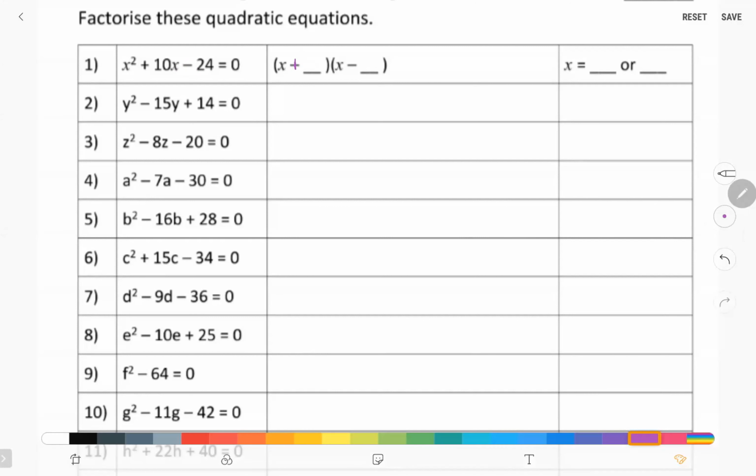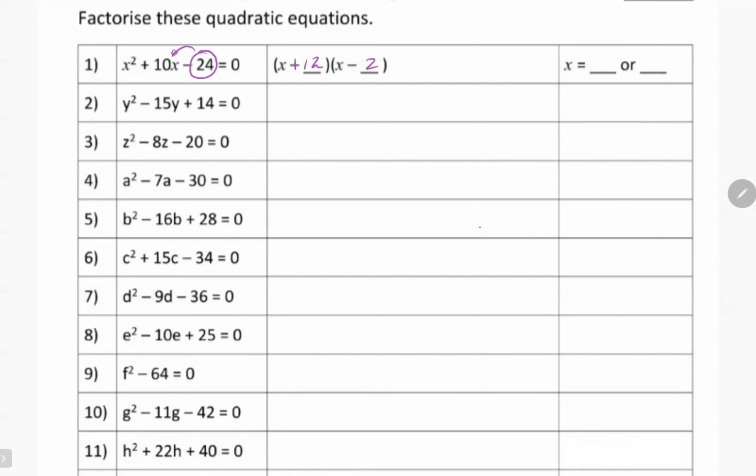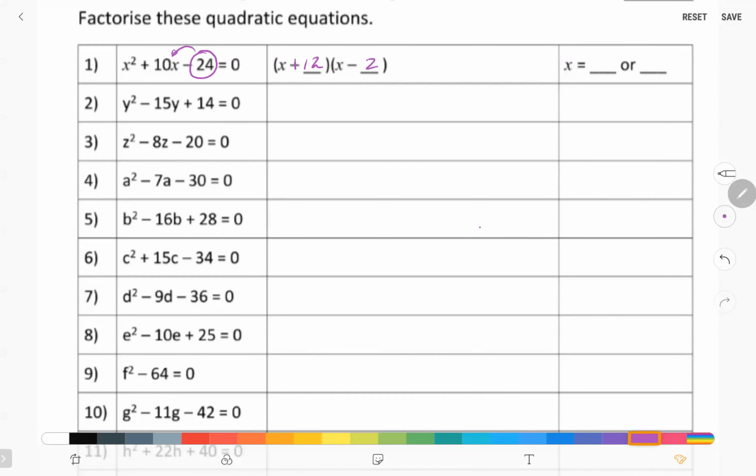Now, the factors of 24, the difference must be 10. You're looking for factors of 24 where the difference is 10. That's what the negative means as well: you want the difference. So those two factors are what? 12 and 2, because the larger one must be positive. So it's 12, and that will be the answer for that one.